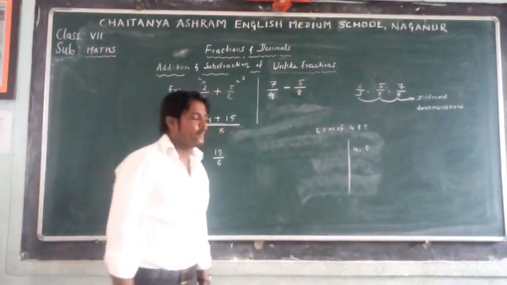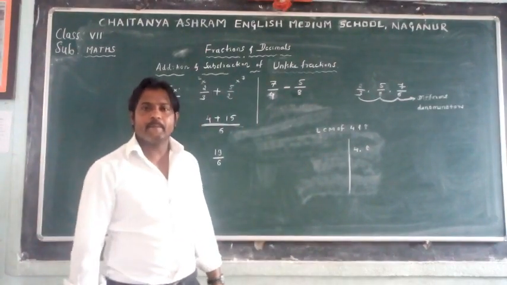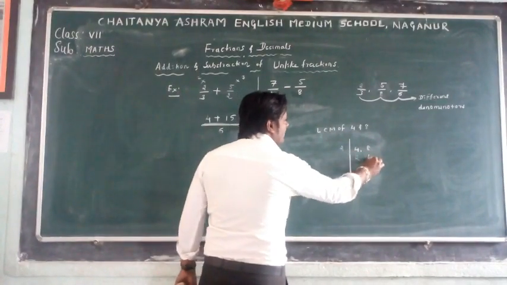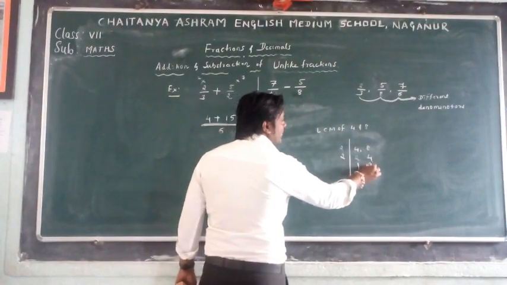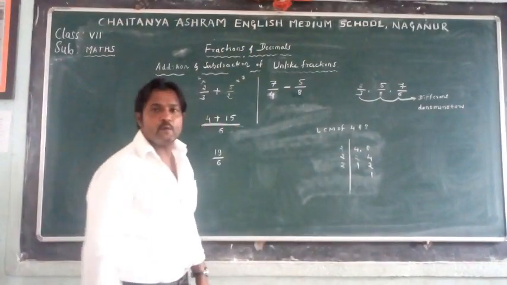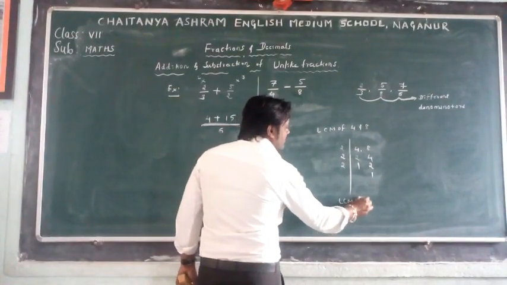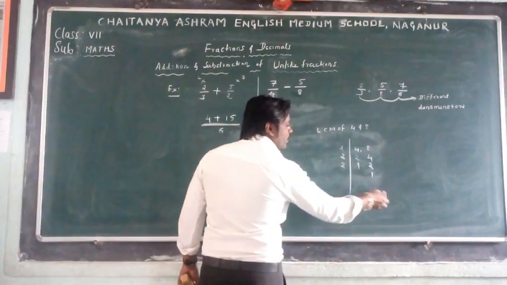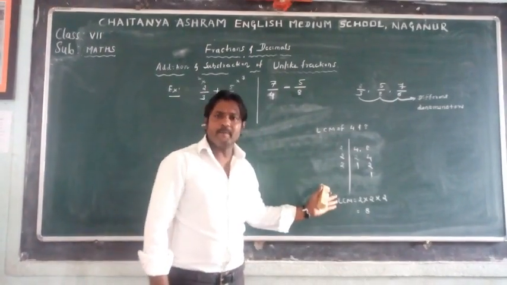Now both 4 and 8 are divisible by 2. So 2 twos are 4, 2 fours are 8. Again both are divisible by 2: 2 ones are 2, 2 twos are 4. Again this 2 is divisible by 2, that is 2 ones are 2. So the LCM is the product of these three: 2 into 2 into 2. 2 twos are 4, 4 twos are 8. This is the LCM. You learned this in your previous classes.